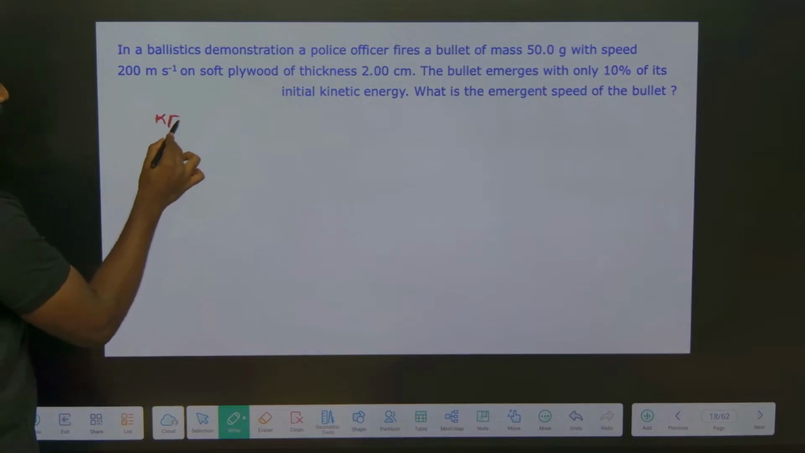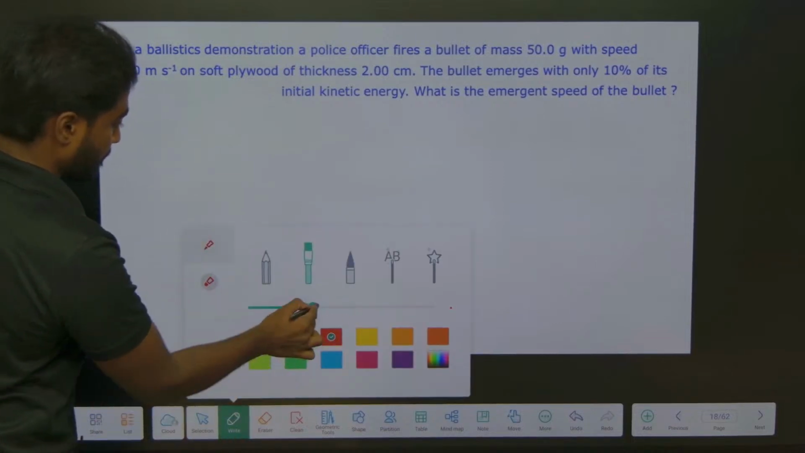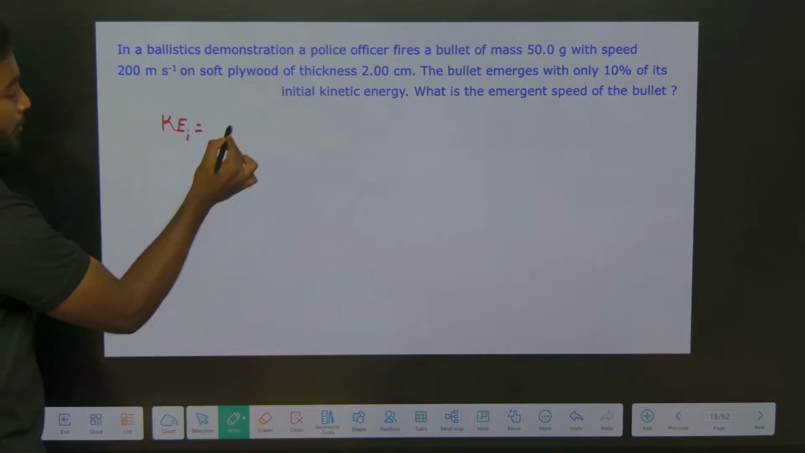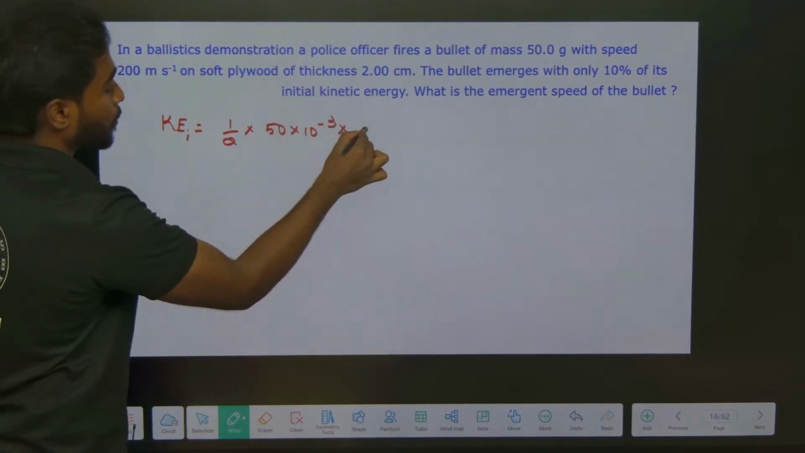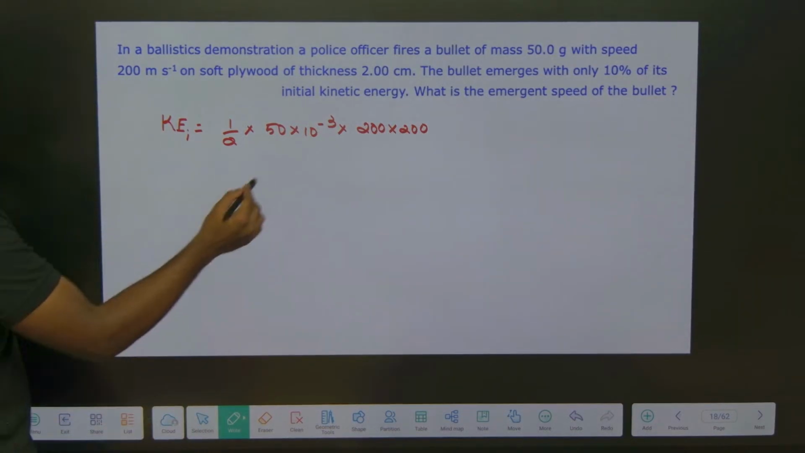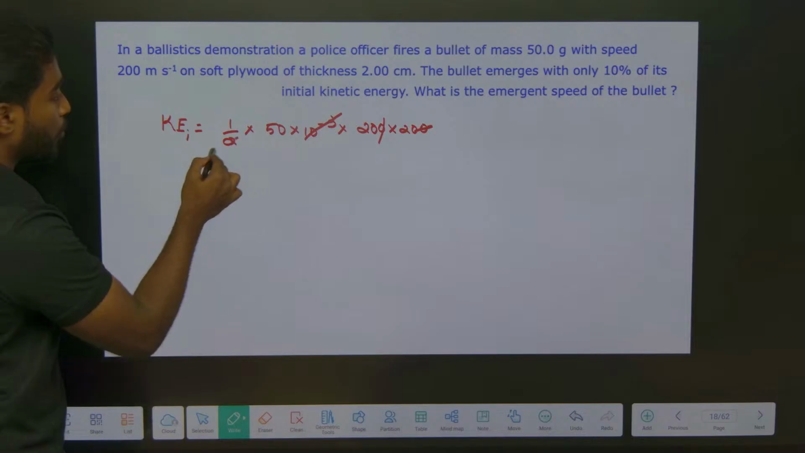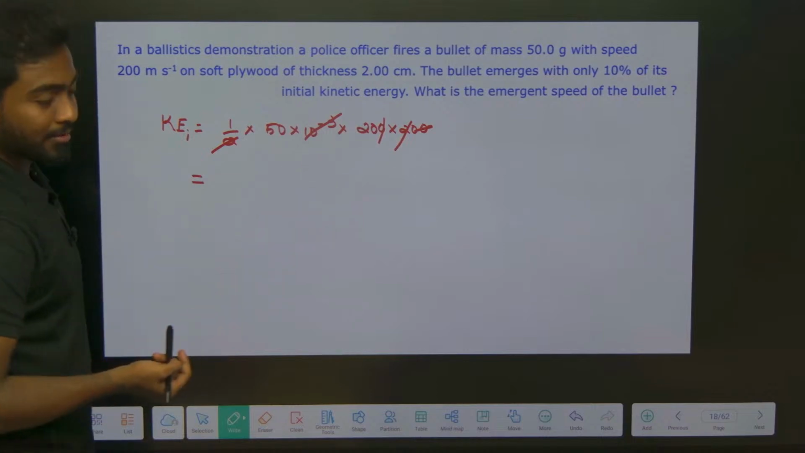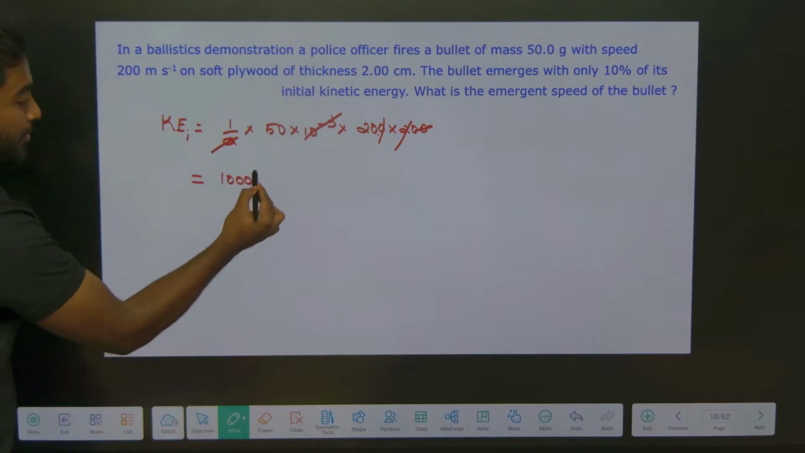So the initial kinetic energy I need to get. So half into how much? 50 into 10 power minus 3 into 200 into 200. So what will I get here? The 3 zeros, and now 2 zeros and this 1 zero will get cancelled off, and this 2 and this 2 will get cancelled off. So 5 into 2 is 10, 0 0 I should add, it is 1000 joules.